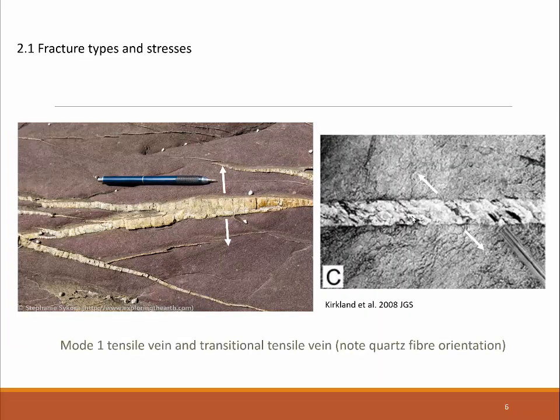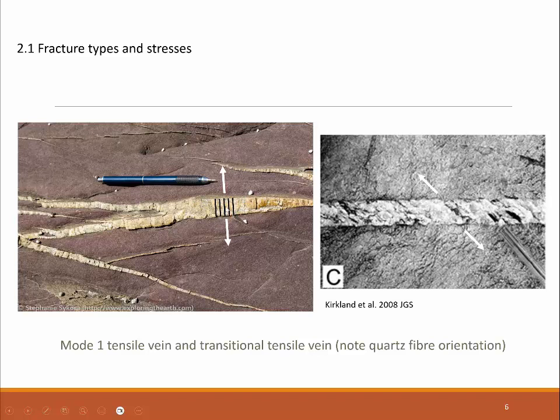Here we see hydrothermal veins. We see two types of hydrothermal veins. Mode 1 tensile fractures formed these veins that we see here on the left hand side. The opening direction is indicated by the arrows, and if you investigate a little bit closer, you will see fibrous quartz crystals growing in this direction, perpendicular to the fracture surfaces that form the boundary of these veins.